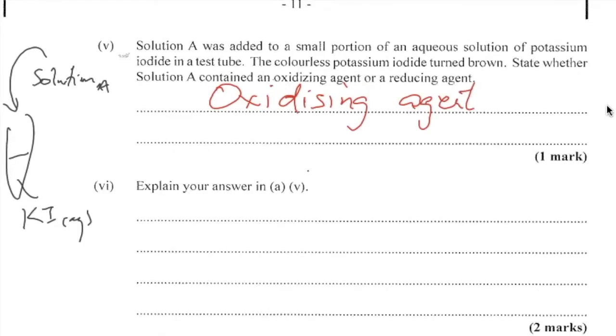Part 6: Explain your answer in part 5 above. So we're going to just summarize what we just said a while ago. We probably were answering part 6 while we went about the explanation just now. So we're going to state that aqueous potassium iodide is a known reducing agent, and we're going to give its oxidation state and state what happens to it when an oxidizing agent is added.